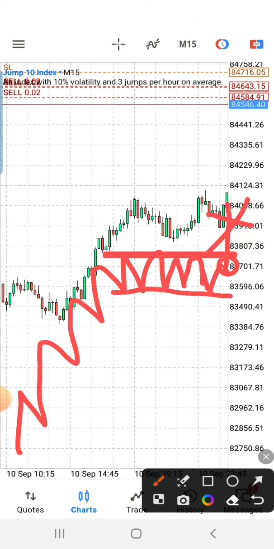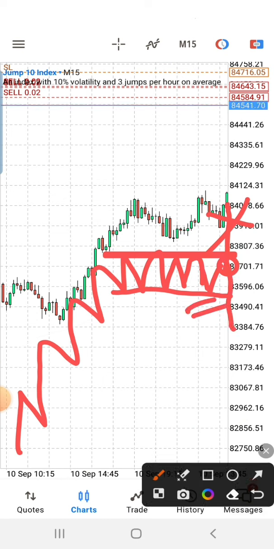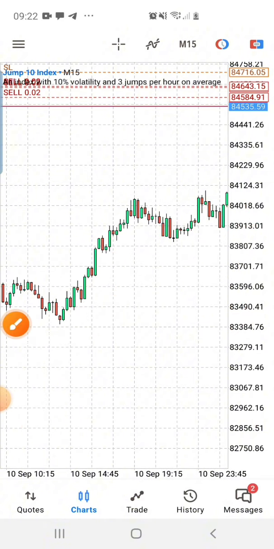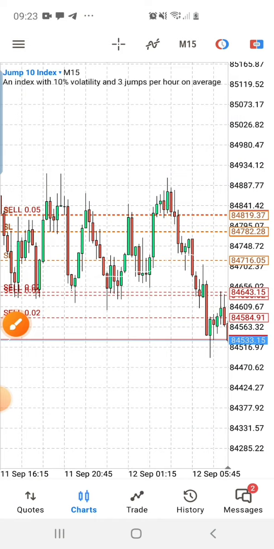But if you made that entry and the price goes your way, if the price pushes down, you can now make another entry. If the price retests this zone, you can still make another entry to sell. So going back to my chart, that's exactly what I did here.